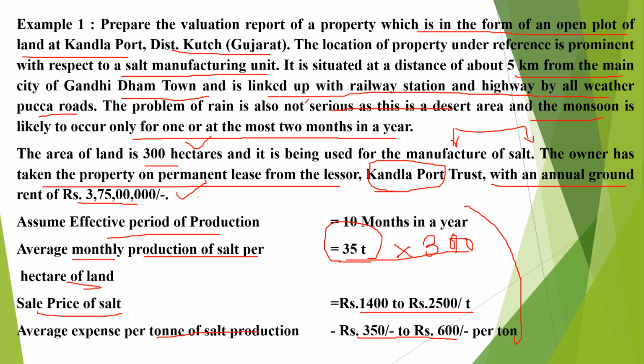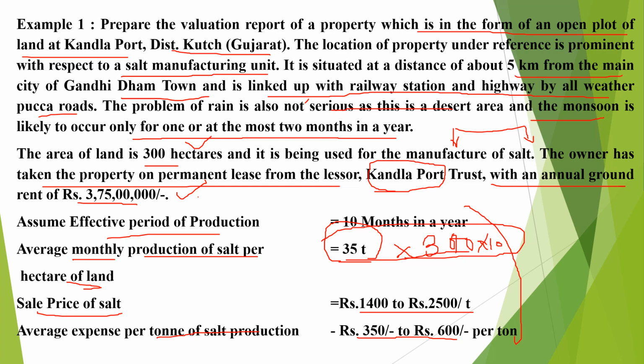But in a year, 2 months will be wasted during monsoon in which no salt can be manufactured. So the number of months in a year in which salt can be produced, that will be 35 ton into 300 into 10. This much salt can be produced in a year. In the income approach method you have to do all the calculation annually.